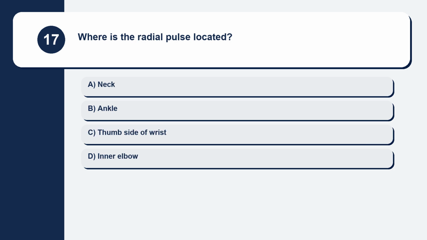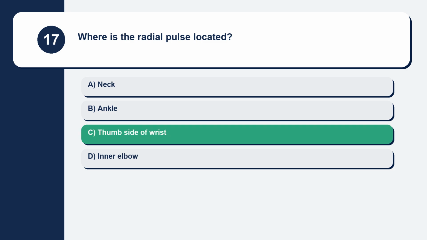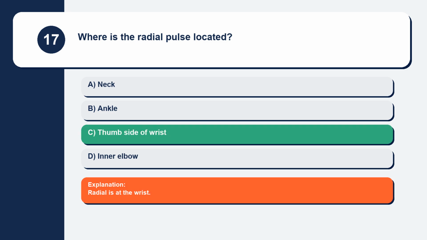Question 17. Where is the radial pulse located? Neck, ankle, thumb side of wrist, inner elbow. Radial is at the wrist.